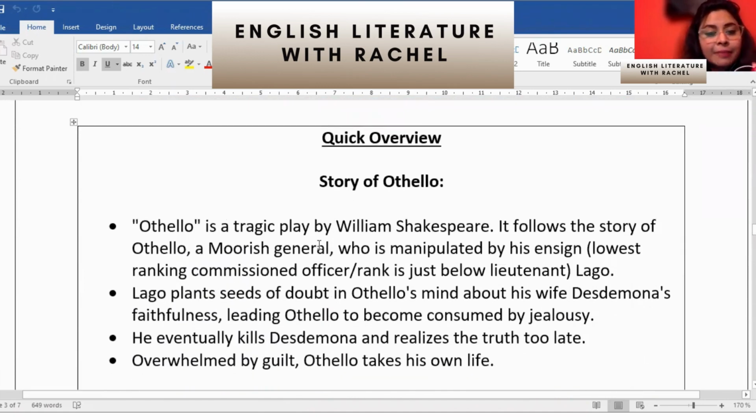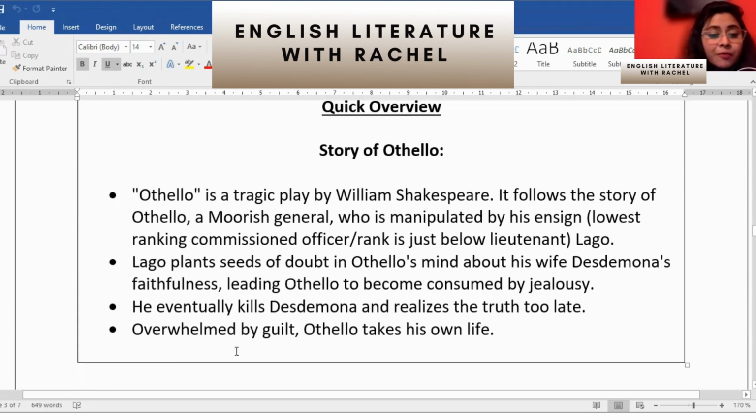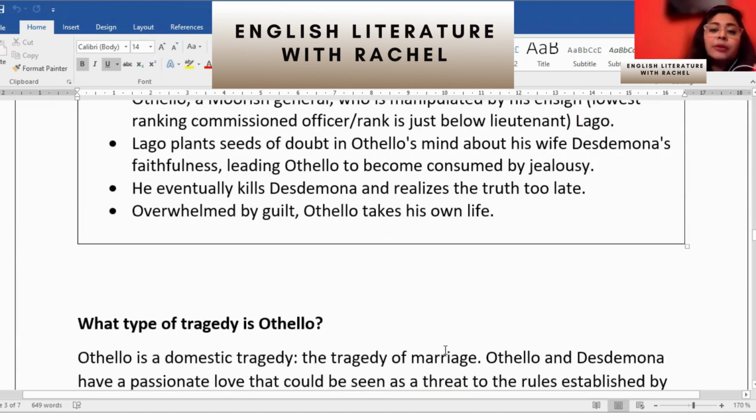Othello is a tragic play by William Shakespeare. It follows the story of Othello, a Moorish general who is manipulated by his ensign, Iago. An ensign is the lowest ranking commissioned officer, ranked just below lieutenant. Iago plants seeds of doubt in Othello's mind about his wife Desdemona's faithfulness, leading Othello to become consumed by jealousy. He eventually kills Desdemona and realizes the truth too late. Overwhelmed by guilt, Othello takes his own life.